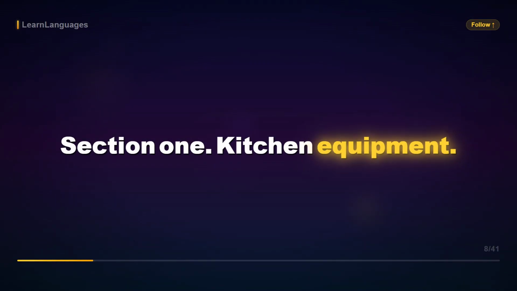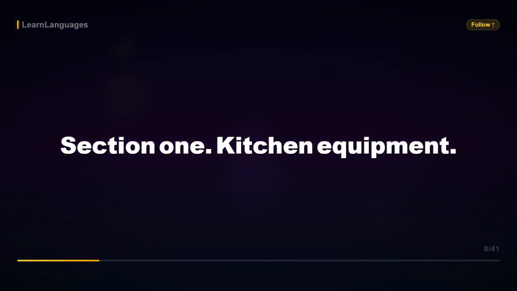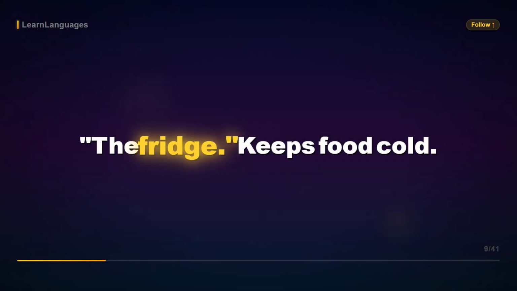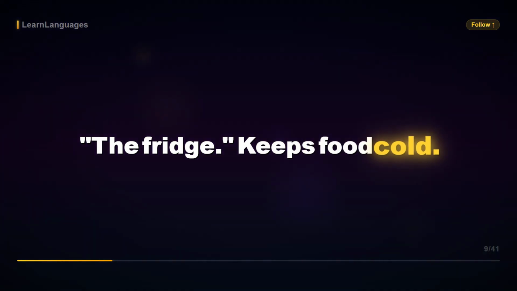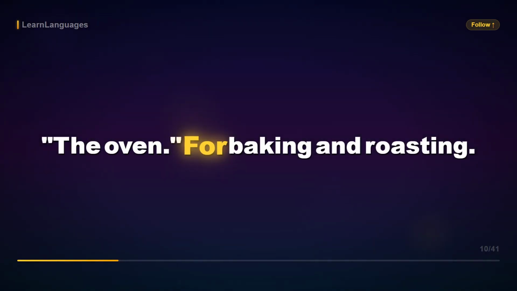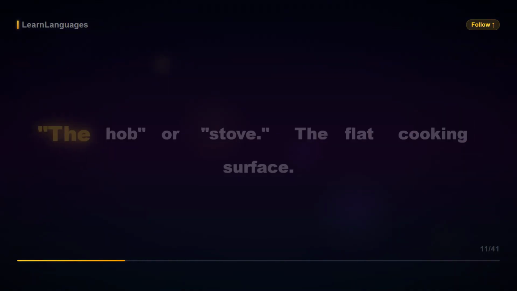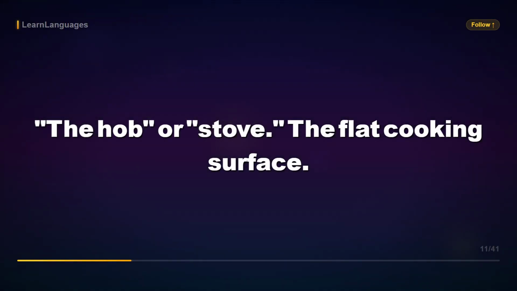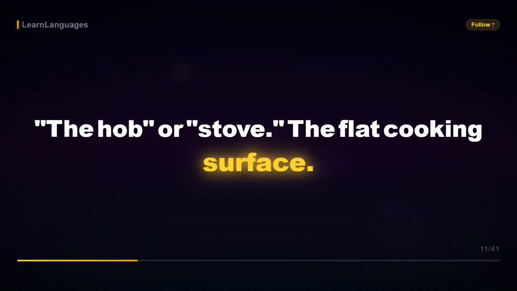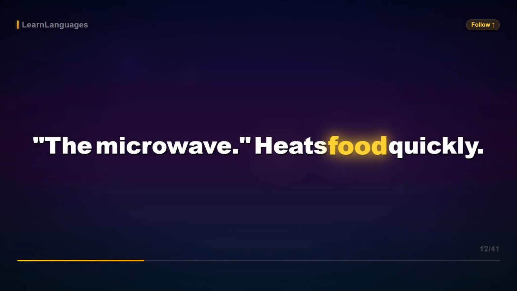Section 1, Kitchen Equipment. These are the tools you use every day. The fridge keeps food cold. The oven for baking and roasting. The hob or stove, the flat cooking surface. The microwave heats food quickly.